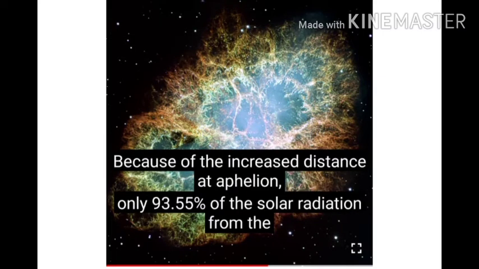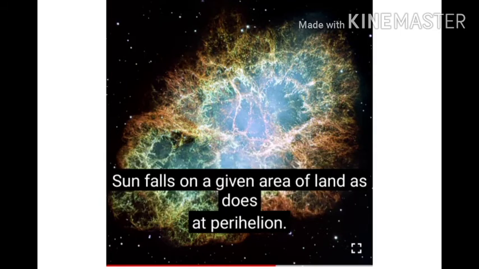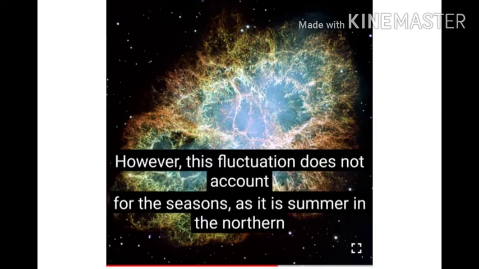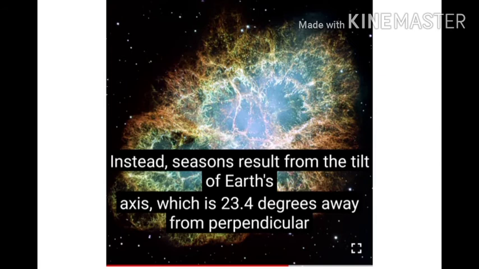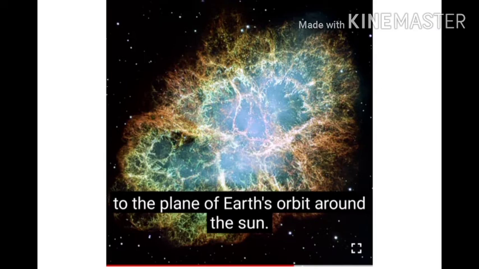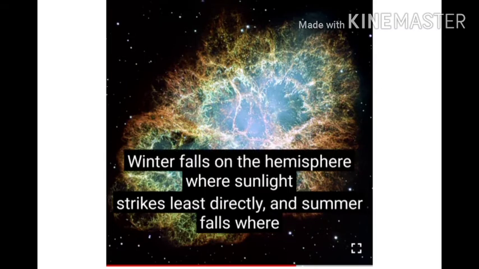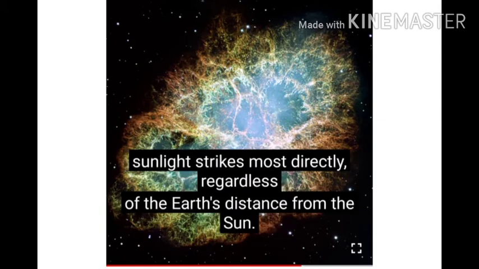Because of the increased distance at aphelion, only 93.55% of the solar radiation from the Sun falls on a given area of land as does at perihelion. However, this fluctuation does not account for the seasons, as it is summer in the northern hemisphere when it is winter in the southern hemisphere and vice versa. Instead, seasons result from the tilt of Earth's axis, which is 23.4 degrees away from perpendicular to the plane of Earth's orbit around the Sun. Winter falls on the hemisphere where sunlight strikes least directly, and summer falls where sunlight strikes most directly, regardless of the Earth's distance from the Sun.